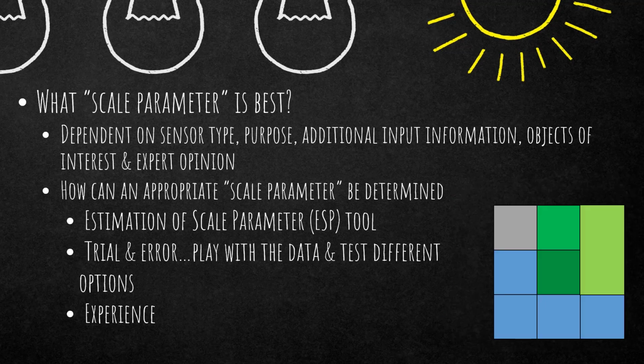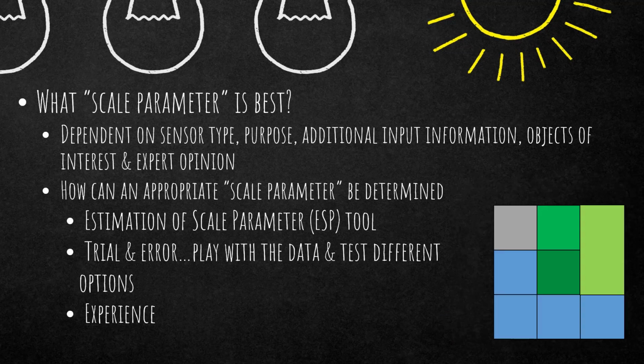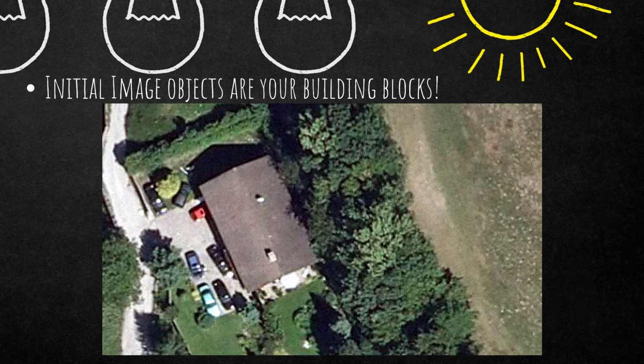A final personal recommendation regarding the creation of image objects is that the objects should be as large as possible, but should still nicely delineate your objects of interest. So that means that I try to generate a segmentation that nicely delineates every distinct object of interest. Let's have a look at an example. This would be the input image, and always remember, right? Initial image objects are your building blocks.